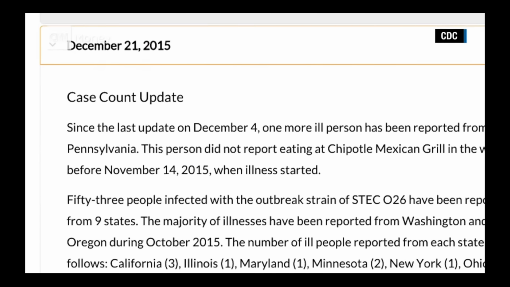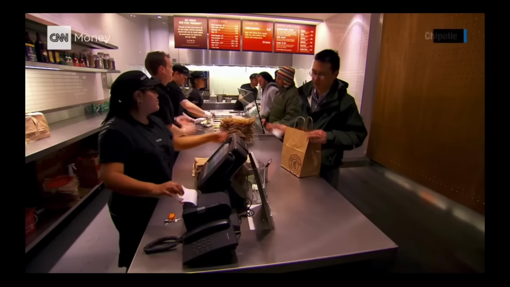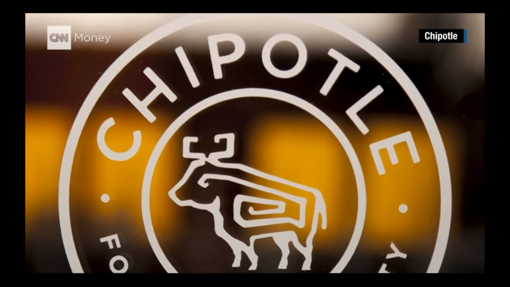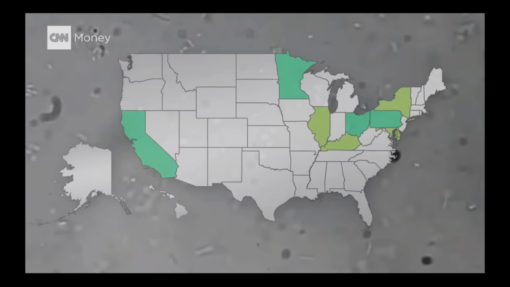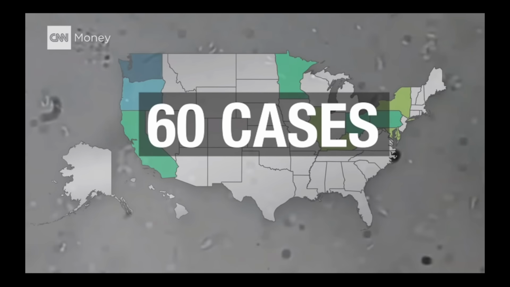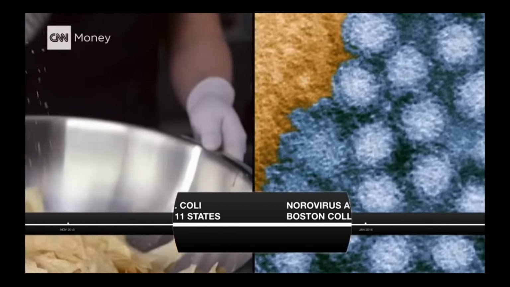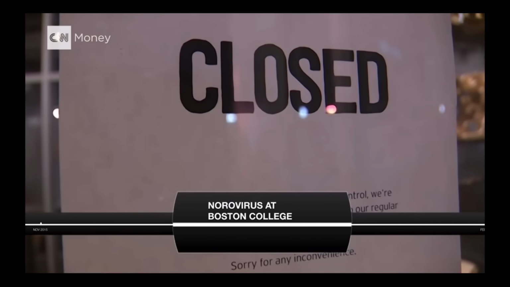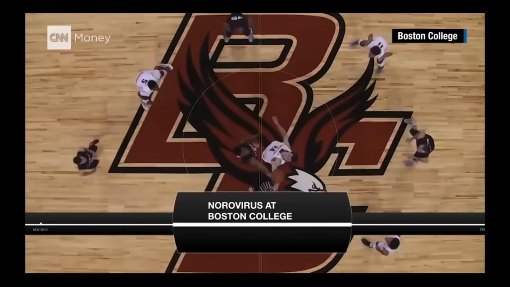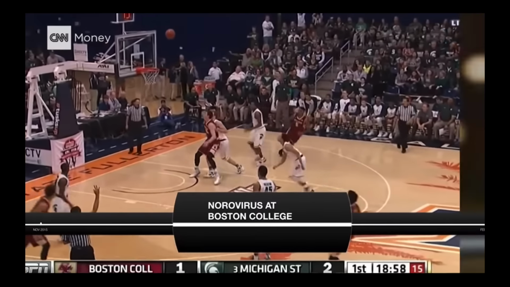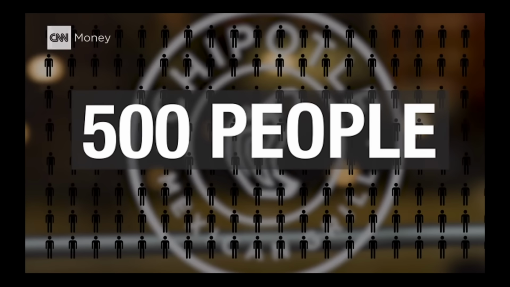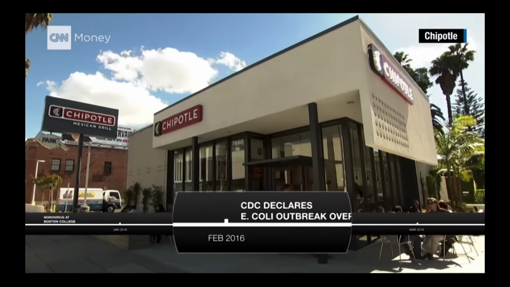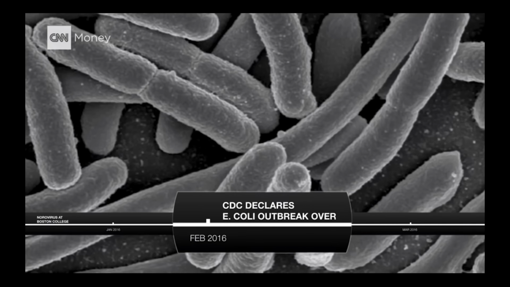A steady parade of updates trickled out from the CDC, reminding customers nationwide of the company's woes. By December, 11 states had reported 60 cases of E. coli. Just as the company was trying to manage the fallout, norovirus struck again. 141 students at Boston College got sick, including an entire basketball team. In total, about 500 people became ill after eating at Chipotle in the second half of 2015. Chipotle caught a break in February when the CDC officially declared the multi-state E. coli outbreak over. Unfortunately, we were unable to find anything that would have been in common between those restaurants.